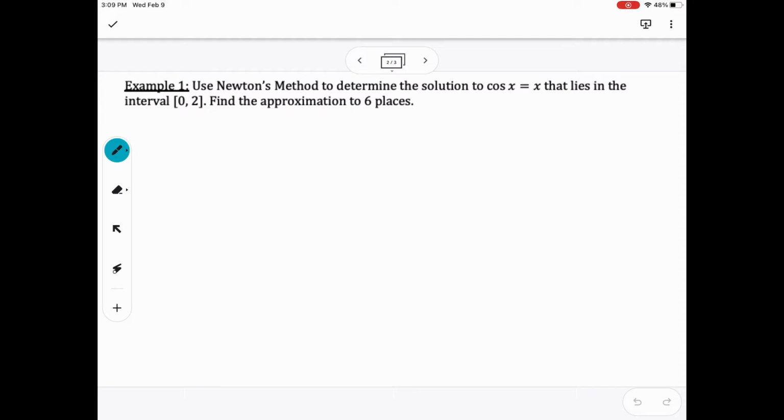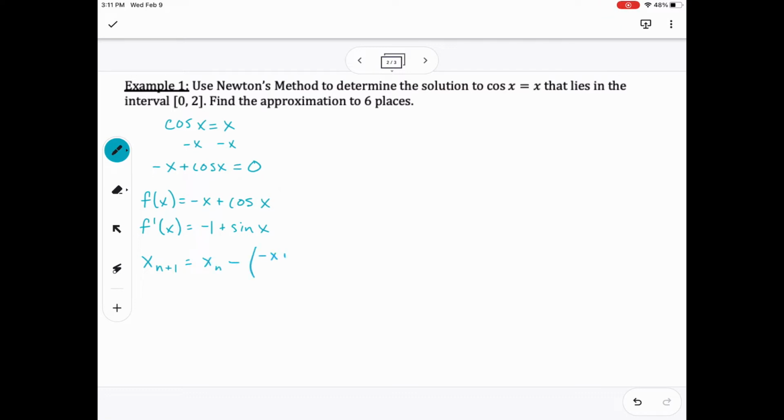So example 1, I want to use the method to determine the solution to cosine of x is equal to x that lies in the interval between 0 and 2. So I'm just looking for one value here, and I want to approximate to 6 decimal places. So first thing is I need to have my function in a notation where I can set it equal to 0. So I'm going to subtract x over. That allows me to get negative x plus cosine of x, and that'll be representing my function.